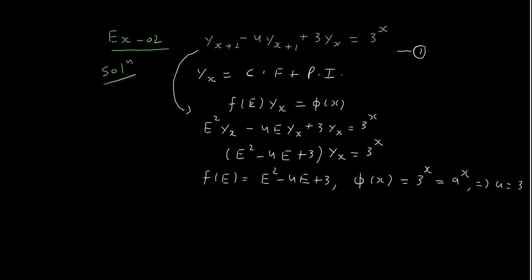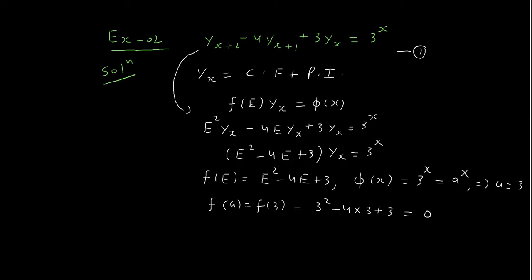So what is the value of f(a)? f(a) means f(3), equal to what? 3 squared minus 4 into 3 plus 3. So what will happen here? 3 threes are 9, 9 plus 3 is 12, and 12 minus 12 becomes 0. So f(3) becomes 0. So f(a) equals 0.